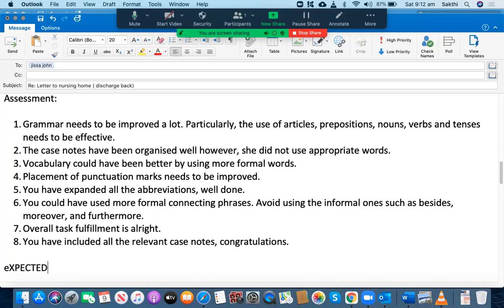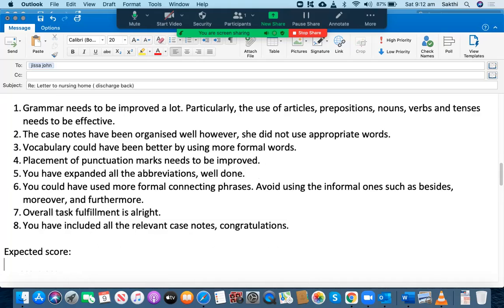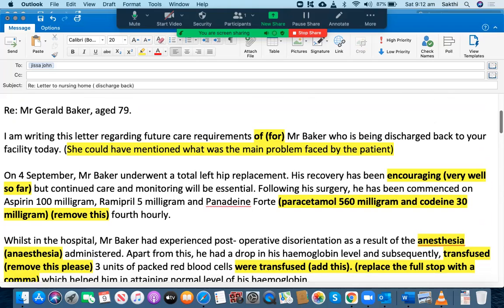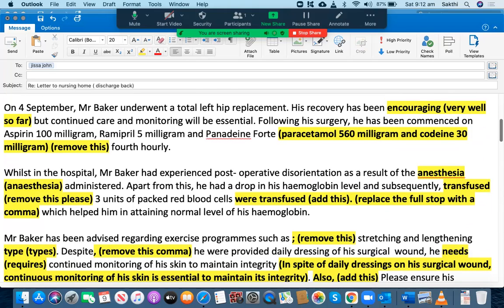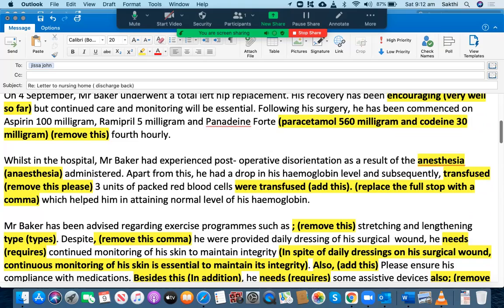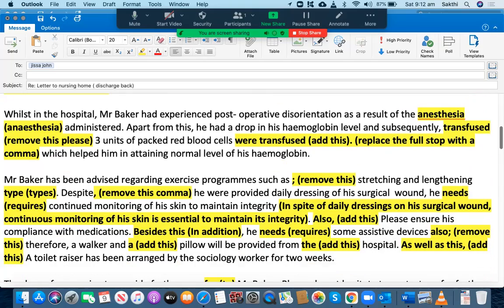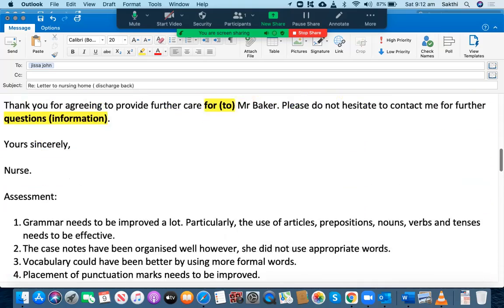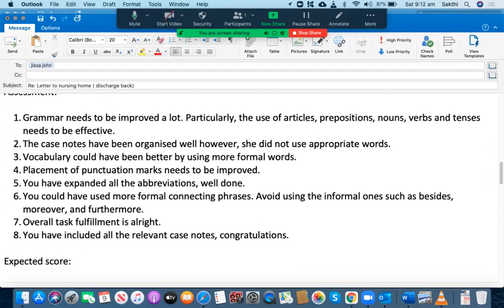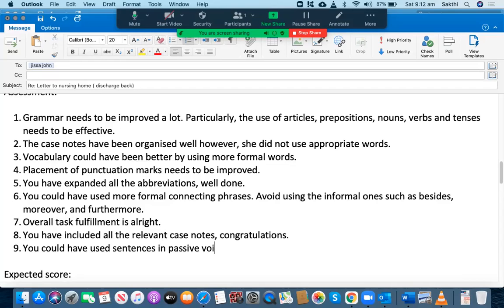Okay, expected scores. According to me, sorry about the capital letters. Expected score. Okay. Let me go through the number of mistakes first. You have committed so many grammatical mistakes, which is not good. So as far as the grammar is concerned, you won't be able to get really good scores. All right. And you need to use passive voice. Okay, so you could have used more passive voice. You could have used sentences in passive voice rather than the active voice.